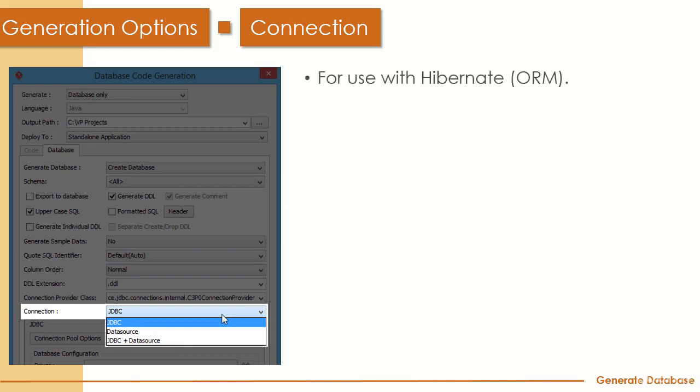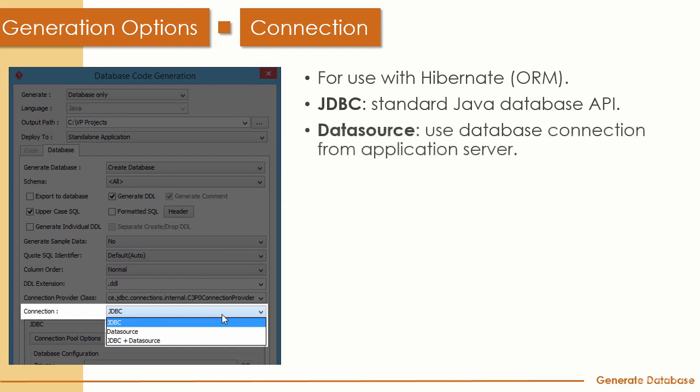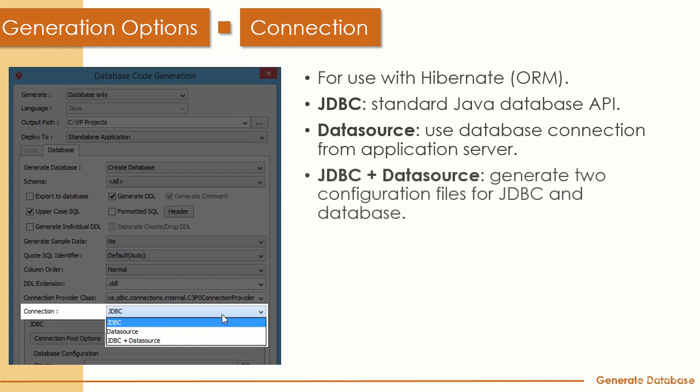This option is exclusive for when you generate Hibernate, the Java ORM classes. Visual Paradigm not only generates the database, it can also generate the Java code for you to access the database in a totally object-oriented manner. Here you define how to access the connections. You can use the standard Java JDBC connection, you can use the data source, which is provided by the application server, or you can use the mixed strategy. Basically, you use Hibernate mostly in the application server, so the data source could be the best choice because you can share the connection pool between applications.